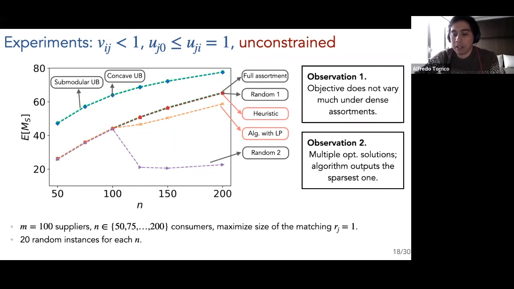So the second observation is that we may have multiple optimal solutions, but the algorithm is choosing the good sparse assortment.